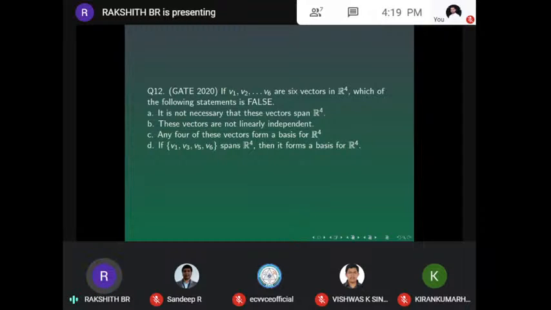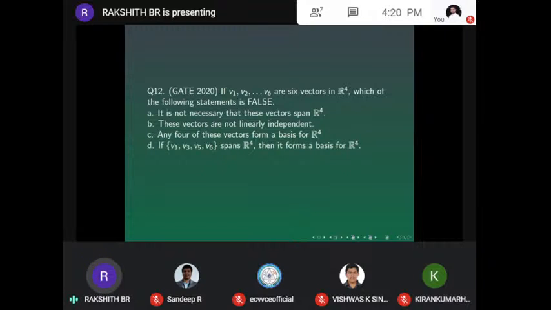So it is not necessary that these vectors span R4, because I can set all the vectors V1, V2, and so on up to V6 equal to some constant vector V. Then this single vector will not span R4. If you want to span R4, you need 4 linearly independent vectors. If V1 through V6 all equal V, a single vector, then it cannot span R4.